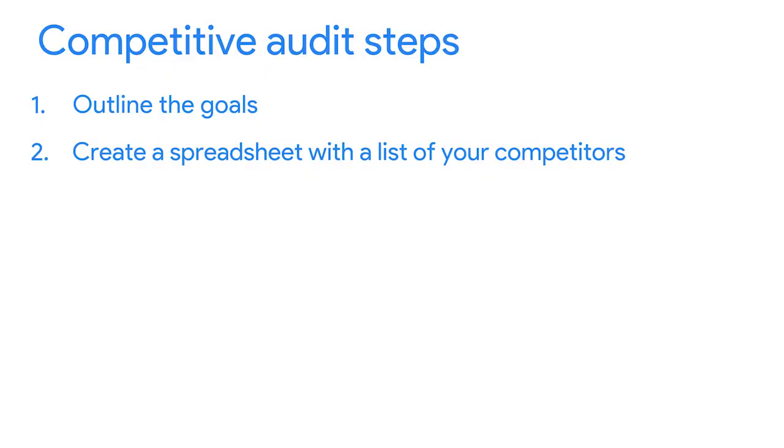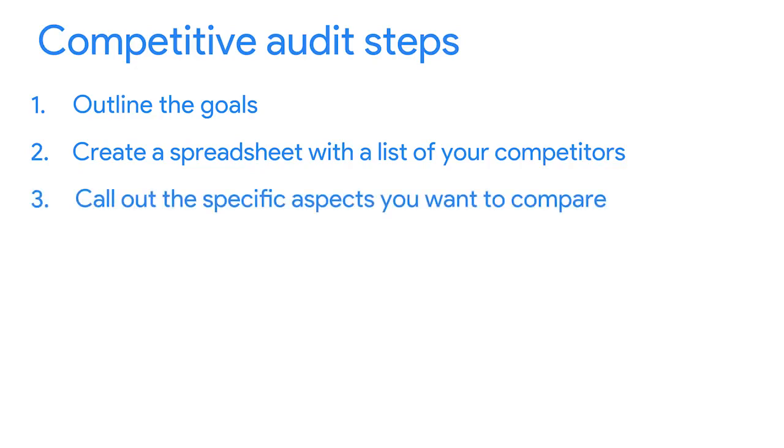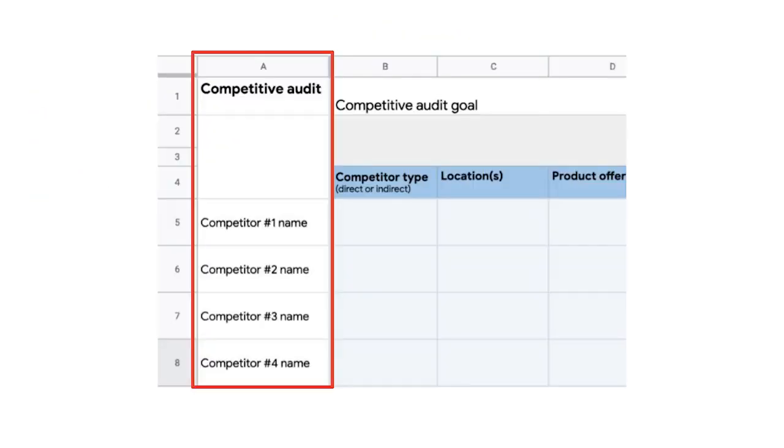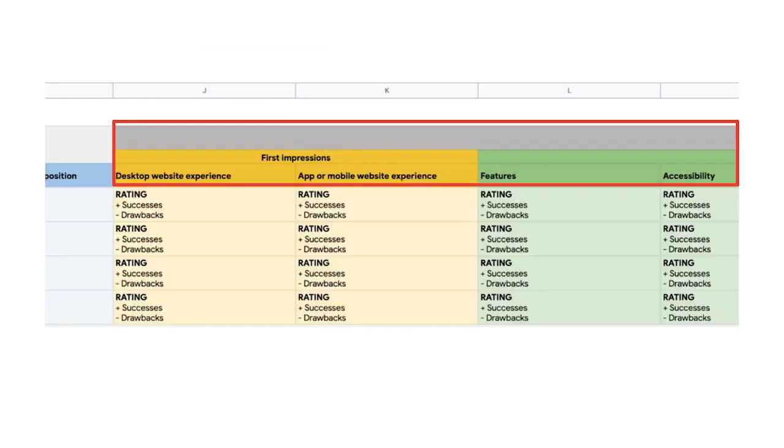With your list of competitors in mind, you are ready for step 3. Call out the specific aspects you want to compare. This list of aspects should align to your goals for the audit. Let's quickly review a template. The names of your competitors are listed down the left side of the spreadsheet, and the names of the aspects you want to compare are listed across the top.